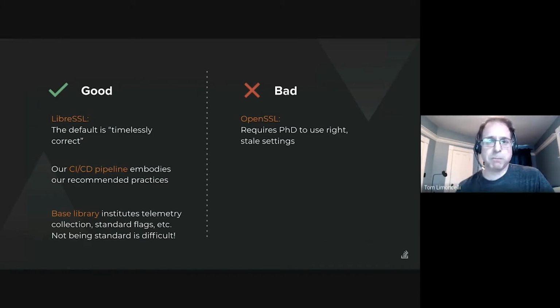It's really difficult. Compare that to LibreSSL. They forked the OpenSSL code a couple years ago, and their concept was that the default should be timelessly correct. They made a new API that I don't think they use this phrase, but I call their lazy API. If you just want to accept an SSL connection or create an SSL connection, just use this function. It's a very familiar API.